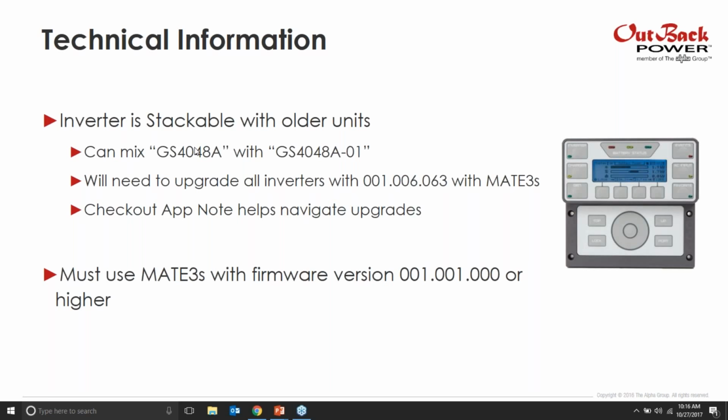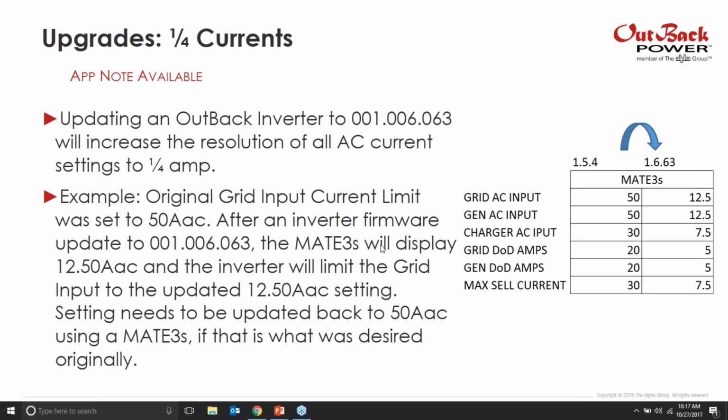Some settings may change. With the new inverters or upgraded firmware, you must use a Mate 3S. So you have to upgrade with a Mate 3S, and you will also have to make sure your Mate 3S firmware revision is 1.1.0 or higher. We also have an application note that describes how to upgrade this successfully. And I'll go over one thing on the next slide that's related to this.